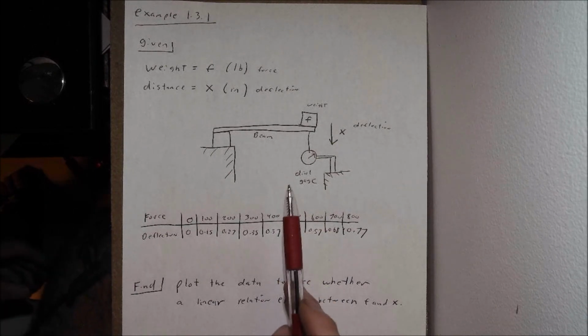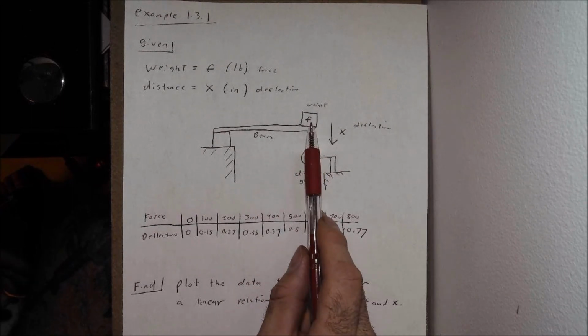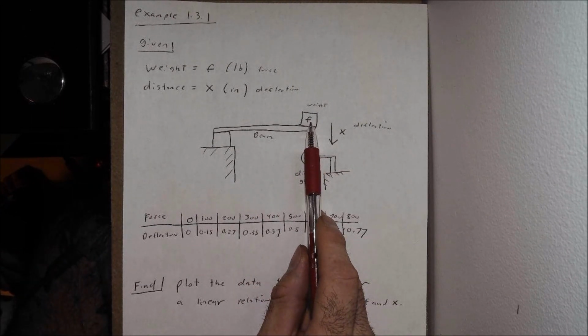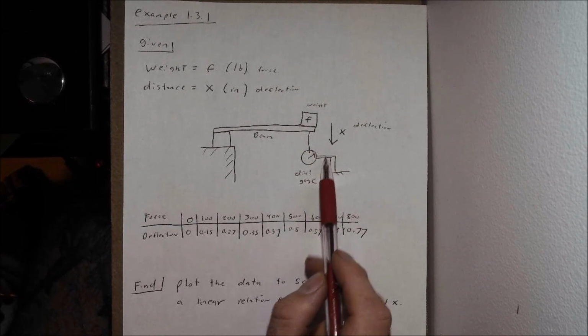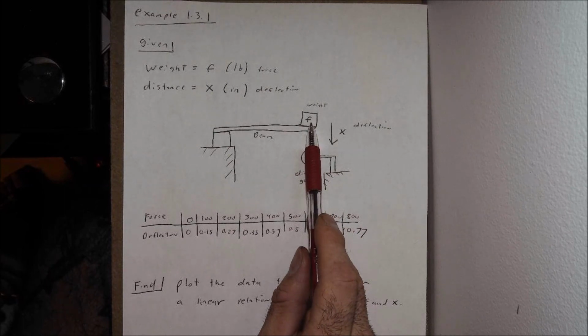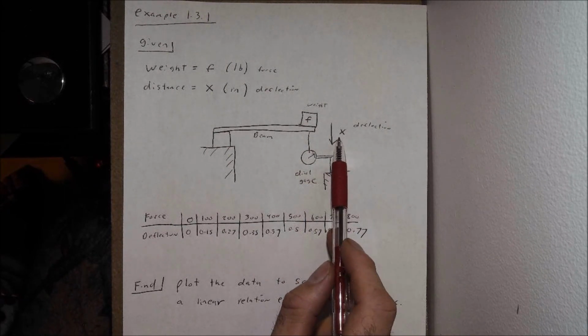Now I redraw a simplified version of our given diagram right here. So what I have here now is a cantilever beam problem. This beam has some weight, which we're calling here our F, and we apply a force at the end of the beam. Now, we're measuring this with a dial gauge according to our diagram here, and for each force that we apply to this, we have a corresponding deflection or distance, x.